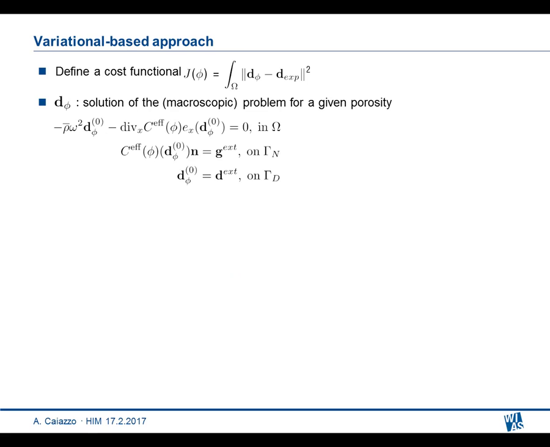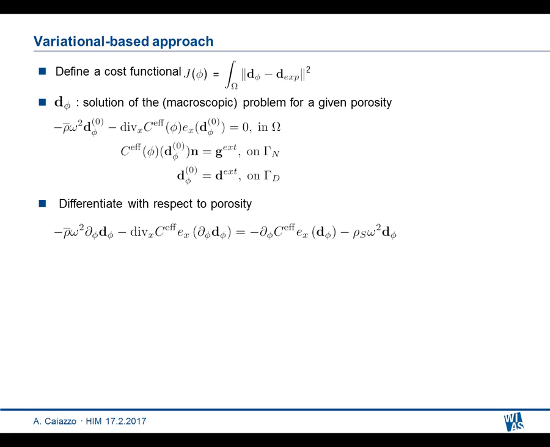So how do we do this? It is all with a variational-based approach for the inverse problem, which is also standard. We define a cost function, which is now the L2 norm of the difference between the solution for a given porosity phi and our experimental, say measured, data. So d phi is the solution to this problem where the effective tensor depends on the given phi. To find the minimum, we have to differentiate this equation with respect to phi.